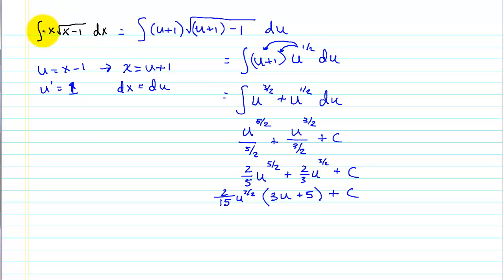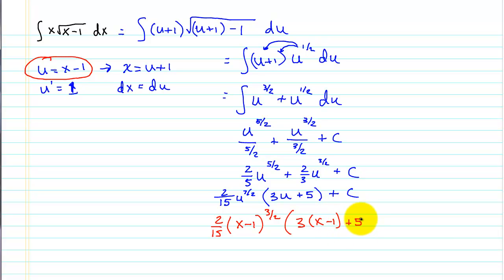Our original problem had x's in it, and our answer is in terms of u. So we need to convert our answer back in terms of x's, so now we have to do another substitution. So essentially we're going to unsubstitute. Every place we have a u, we're going to introduce x minus 1. So we have 2/15 times, and here I have, 3 times x minus 1 plus 5.